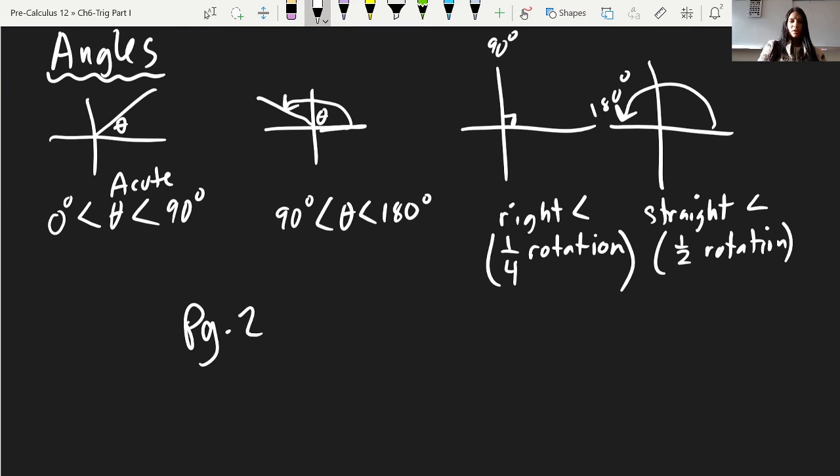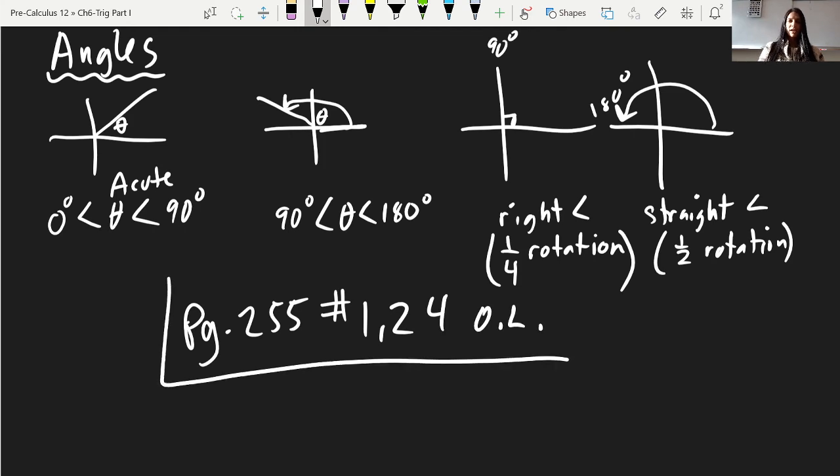You are going to do page 255, so this is the first half of 6.1, and I'm going to have you do 1, 2, and 4, the odd letters, and if you're wondering what that is, a reminder, that's like A, C, E, etc. Okay, I hope you found that helpful.